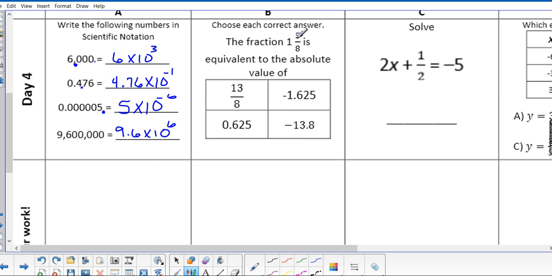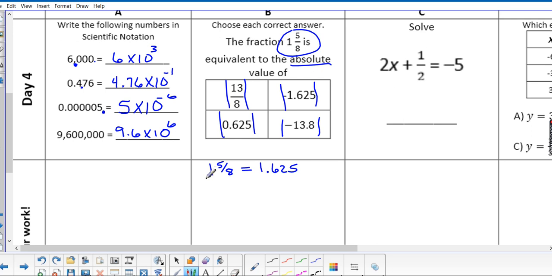Okay? This one over here, we got the fraction 1 5/8 is equivalent to the absolute value of. I'm going to make all these absolute values. I need to change this thing a couple ways. First, I'm going to make it a decimal. Then I'm going to make it an improper fraction.